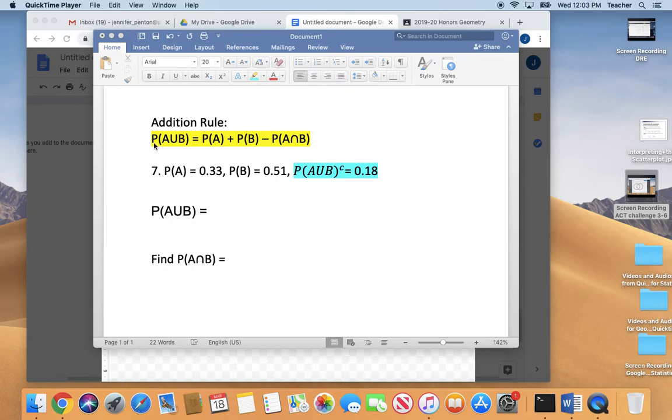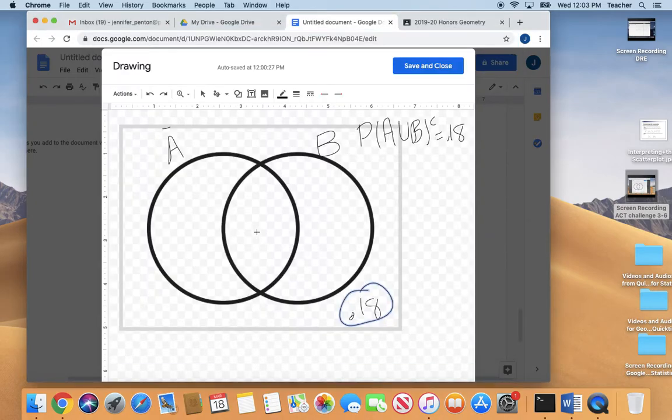class, which said the probability of A or B is equal to the probability of A plus the probability of B minus the probability of both. And if you remember, if you look at this Venn diagram here, that's so that you don't double count this area right here, because it's included in the circle of A and it's included in the circle of B. So you only want to count it one time.